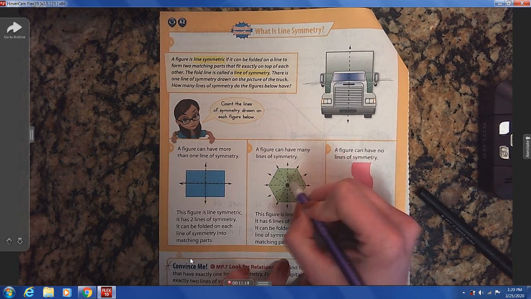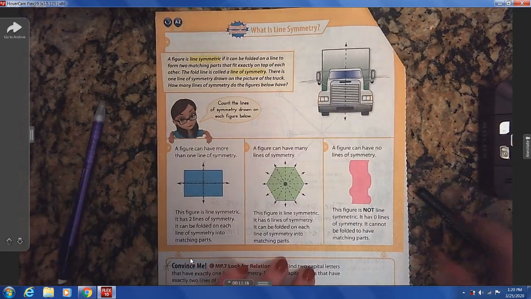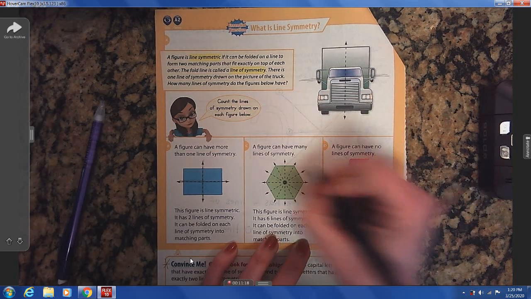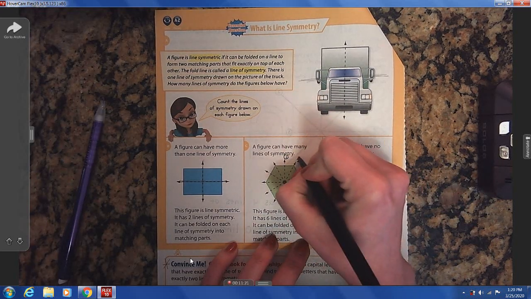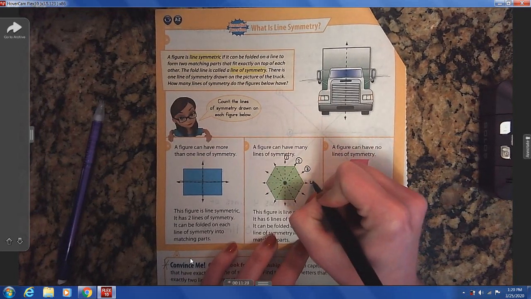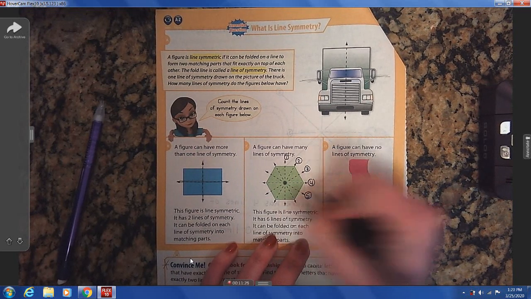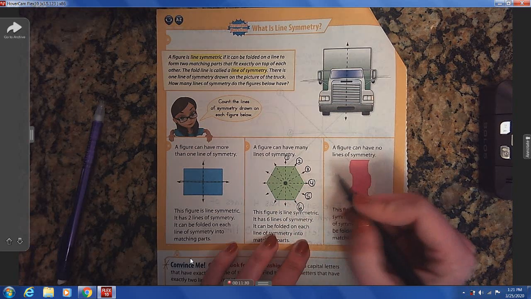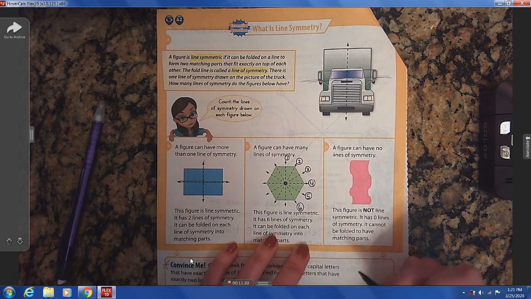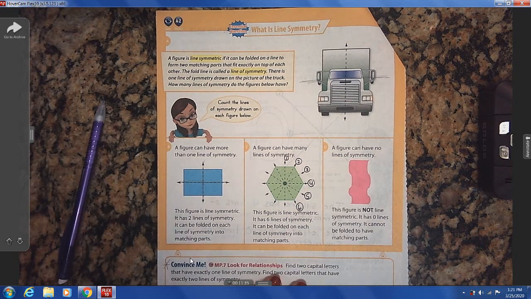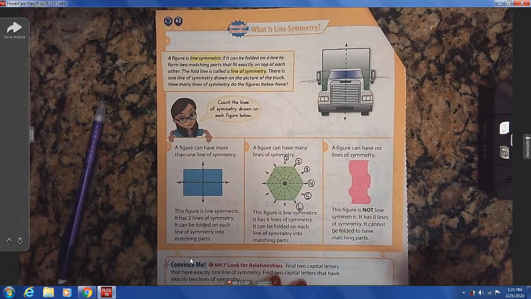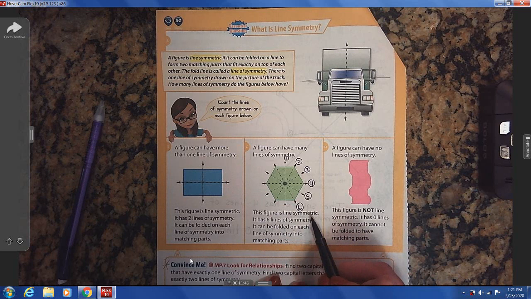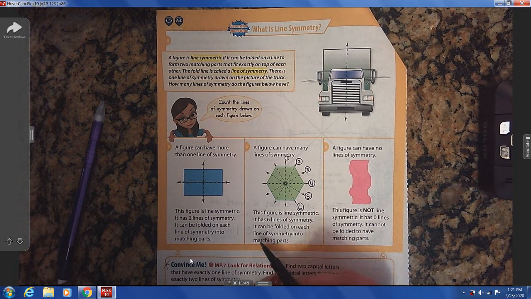Now, if I were doing this, I would number them just to keep myself organized when I'm counting them. So I'd do 1, 2, 3, 4, 5, 6. And this is line 1, so we can stop there. So that's how you can keep yourself organized when you're counting the lines of symmetry. This figure is line symmetric. It has 6 lines of symmetry. It can be folded on each line of symmetry into matching parts.